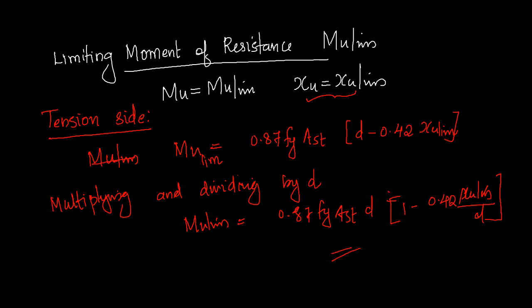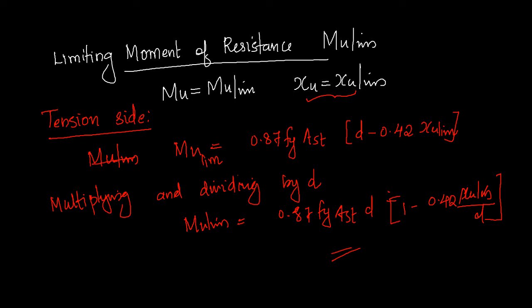What was the derivation we found? What was the equation? Mu is given by 0.87 fy Ast (d minus 0.42 xu). This was our equation for the moment of resistance from the tension side. Then when xu equals xu limit, the value will be the limiting moment of resistance. That is, the moment of resistance becomes the limiting moment of resistance when xu reaches xu limit. So we substitute the limit here.